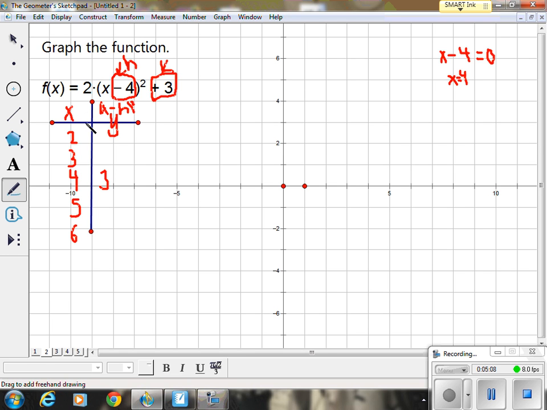So if I plug in 2 to my function, I'd say 2 times (2 minus 4) squared plus 3. I'm going to follow my order of operations, work out what's in parentheses first. So that would give me negative 2, because 2 minus 4 is negative 2. Negative 2 squared is 4. So that gives me 2 times 4.